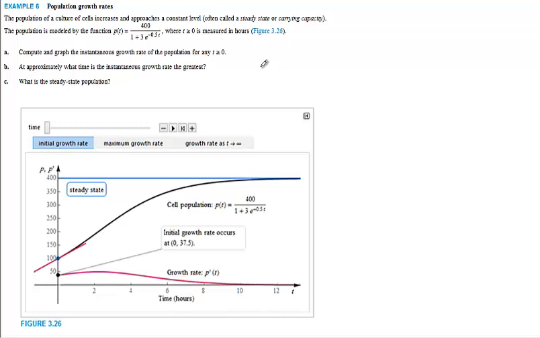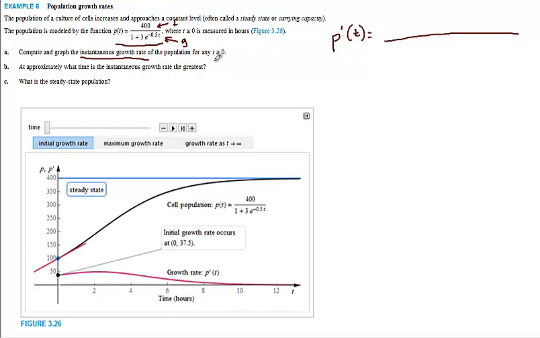Alright, I've got a population model here. They want me to compute and graph the instantaneous growth rate. Instantaneous means I need the slope of this thing, and then slope means I need the derivative. P prime of t. I will be using the quotient rule, where that'll be my f and that'll be my g, where f is my high and g is my low.